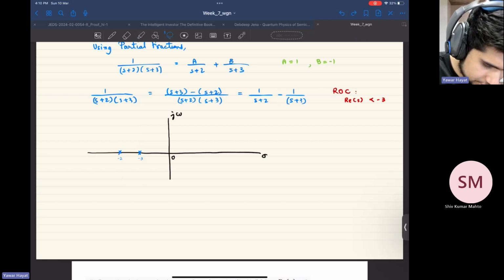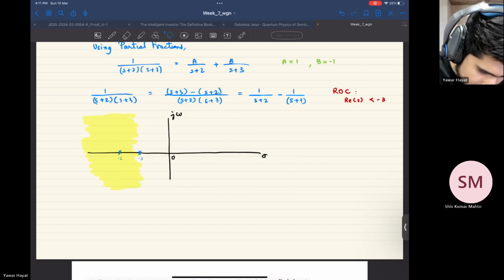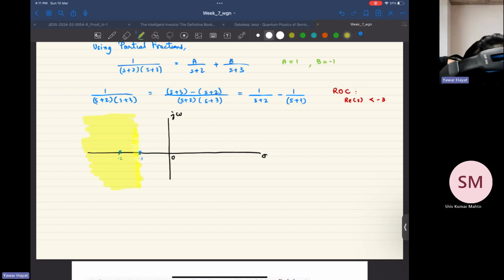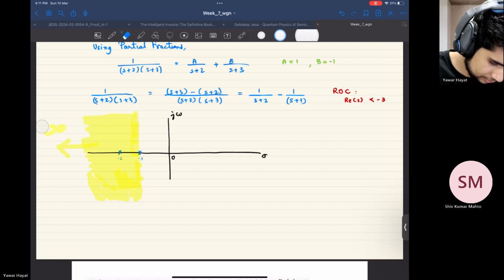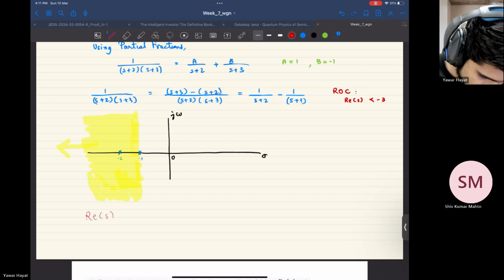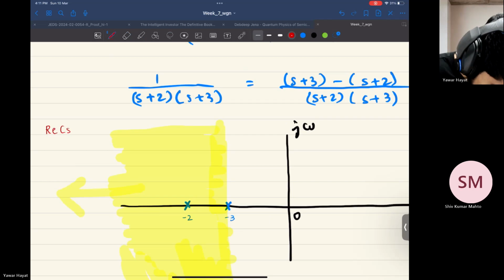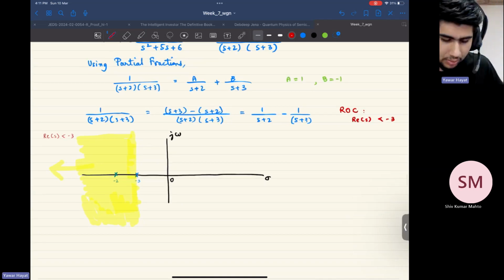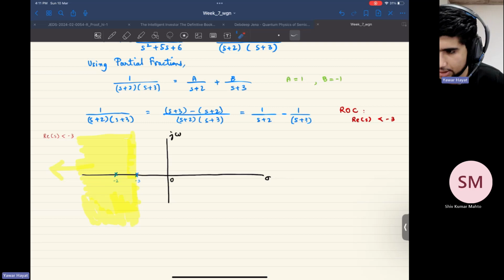Wait, but I'll first copy this because I'll be needing this. Okay. Up to this point, it extends all the way to infinity. Yeah, this is the real part of s being less than minus 3. Right. Now pay attention to this one. Here the pole is minus 2, right? And real part being less than this.